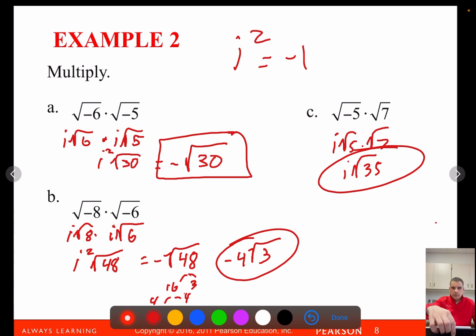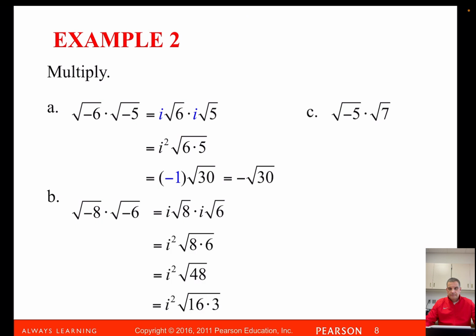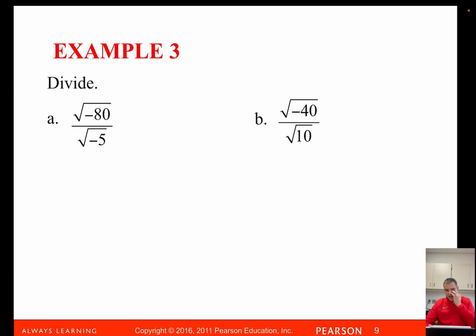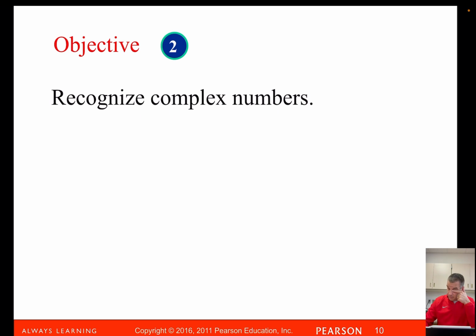Okay? Take a look at the answers they got. Shockingly enough, they got what we got. Okay. And those are your solutions. When you divide, it's kind of the same thing. I don't think I have you looking at any of them for any of the division problems.